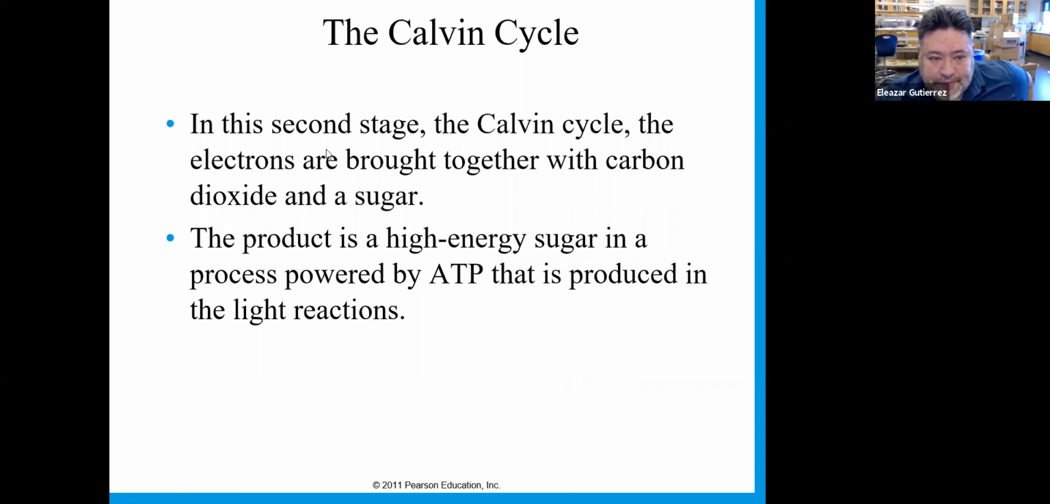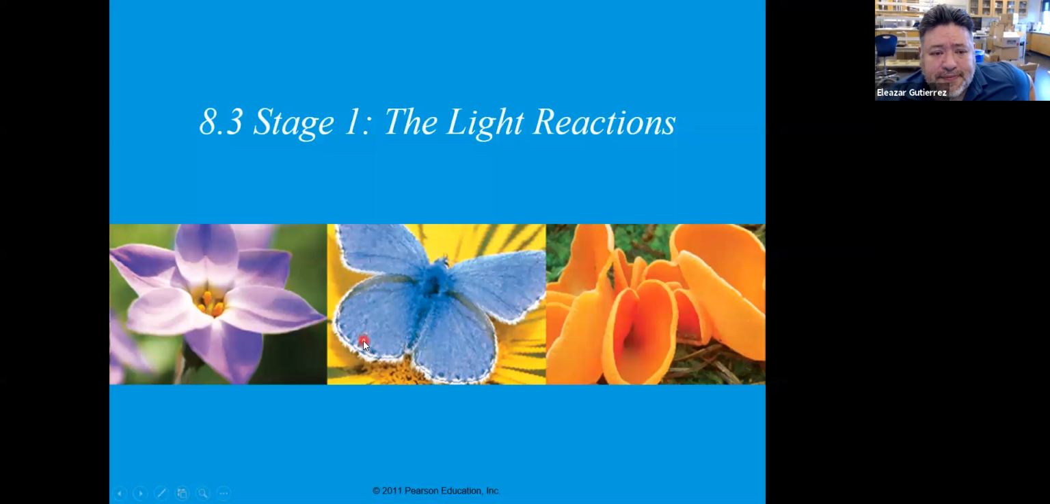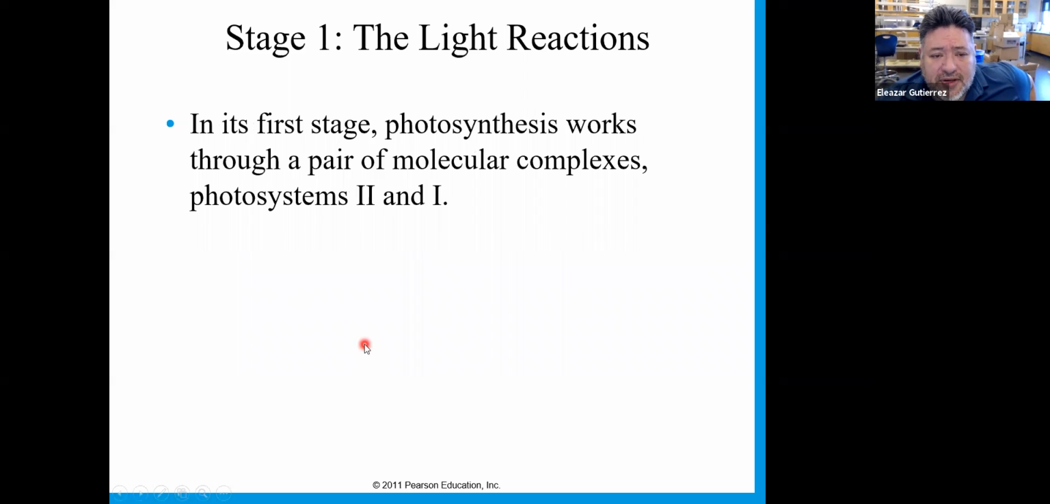NADPH. In the second stage, which is called the dark reactions, or the Calvin cycle, the electrons are brought together with carbon dioxide and sugar. Okay, so remember, carbon dioxide means that there's no energy in there. So what are we doing? We're investing energy into carbon dioxide to produce a sugar. Okay, the product is a high energy sugar in a process powered by ATP that's produced in the light reactions. So let's take a look at the light reactions.